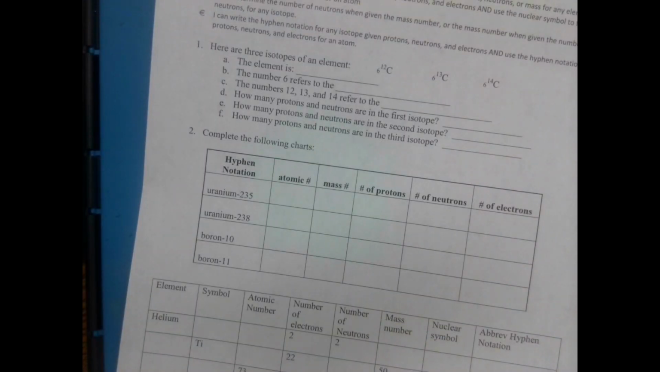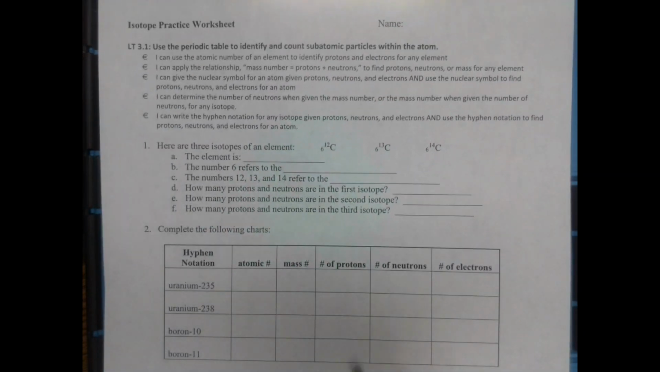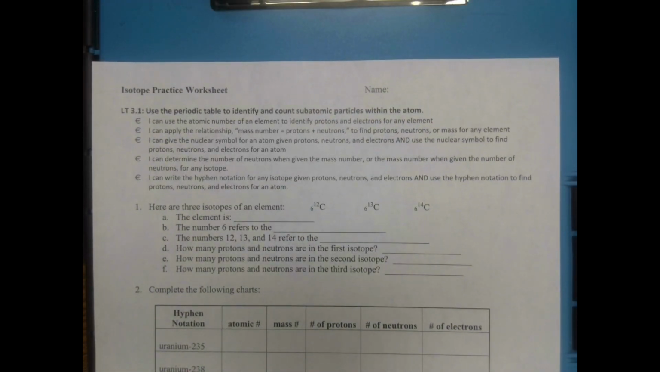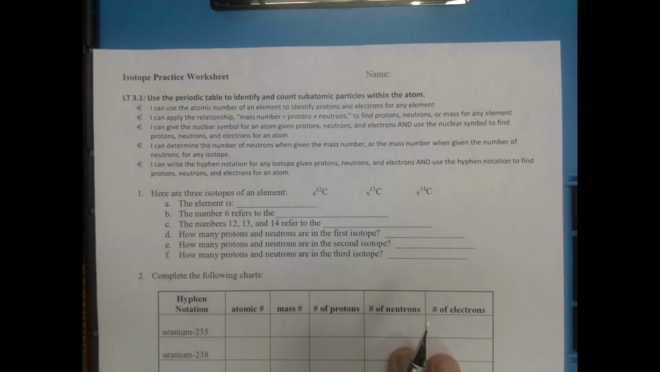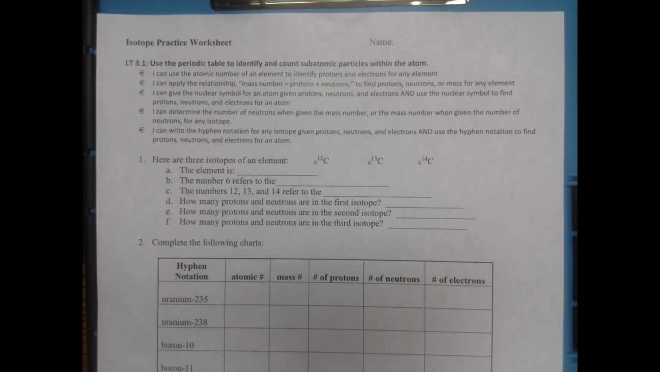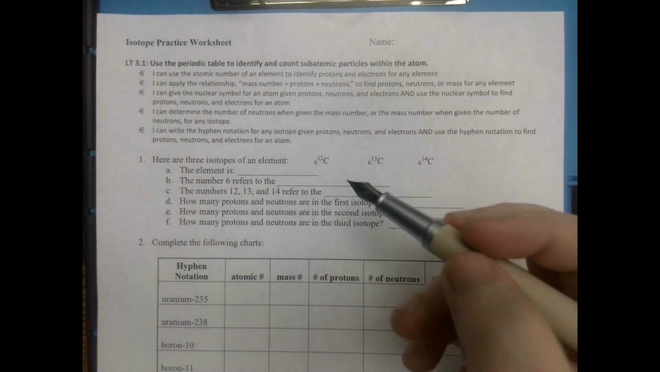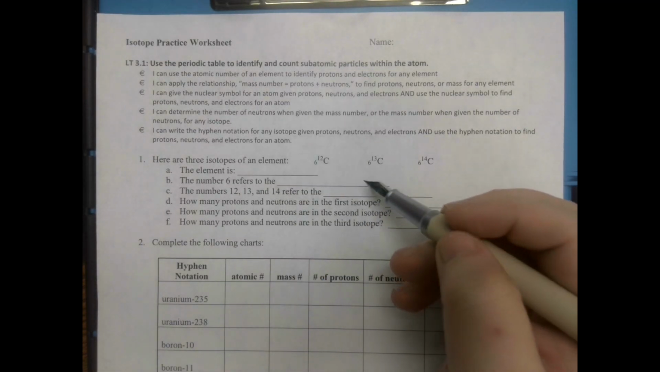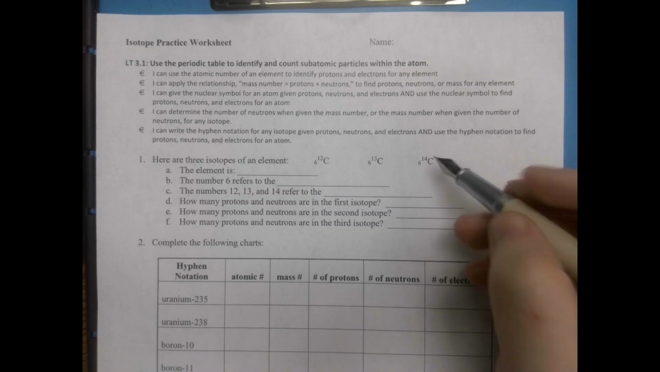Alright. So recall an isotope is an atom that has different numbers of neutrons. So, for example, isotopes of carbon. We have carbon 12, carbon 13, and carbon 14.